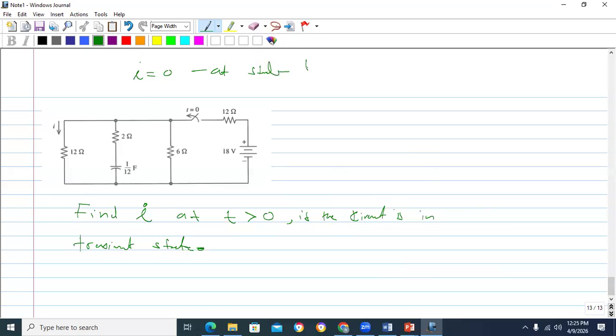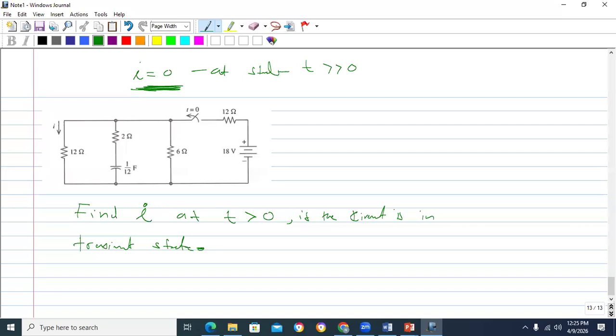Okay. So when t is much greater than 0, the capacitor will be fully discharged, so there may be no current. The i is equal to 0. Okay. So find i at this time.